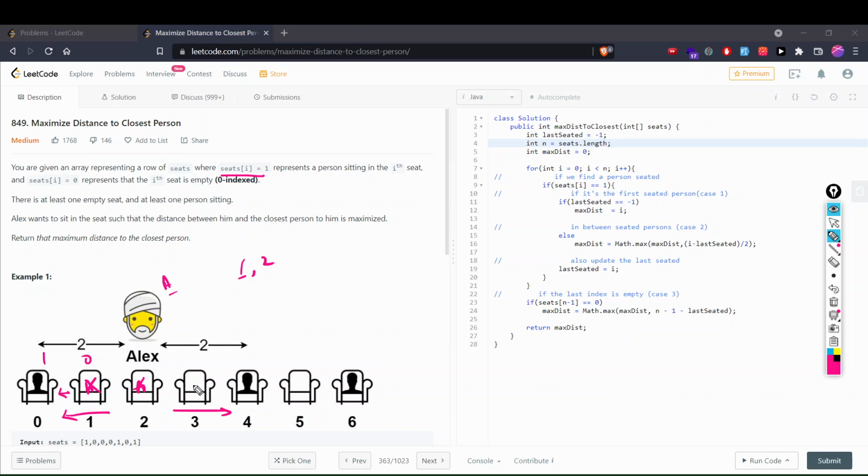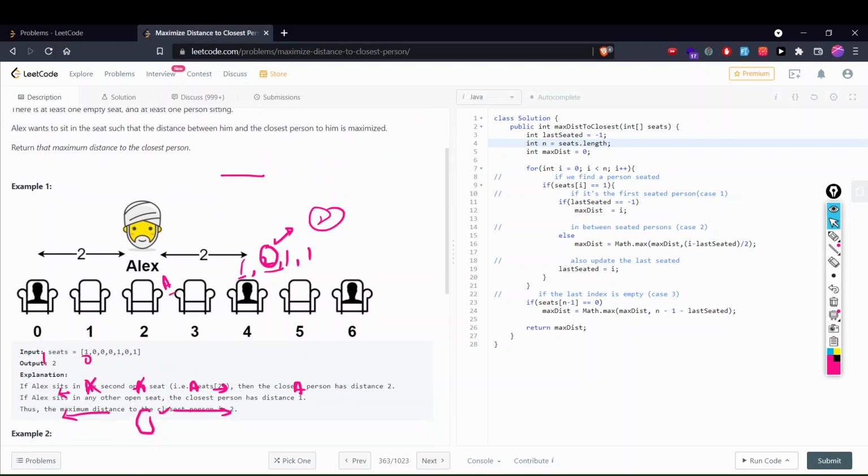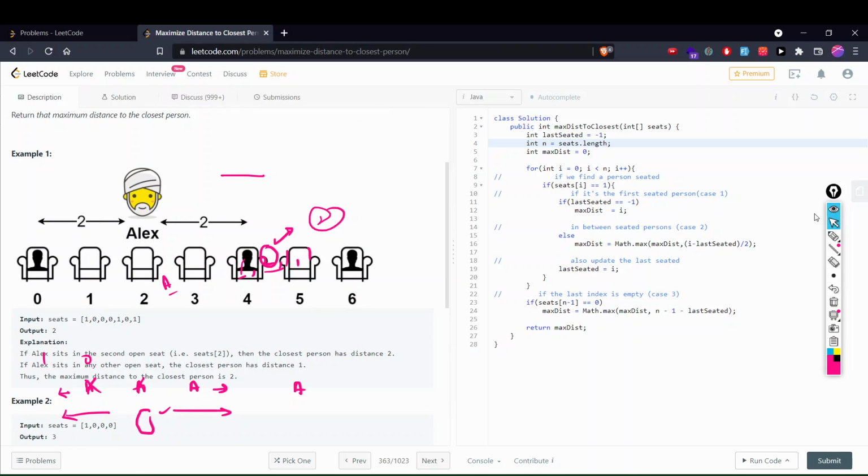Again, another case, if Alex sits on this index, the minimum distance is 1 in this case. Again, if Alex sits on this position, the distance from the closest person would be 1, right? So in all of these cases, this is the maximum distance that he enjoys while sitting on this second seat, right? So for that case, we will return this maximum distance. So the answer for that case would be 2. You can see this output of this example that we have to return this maximum distance possible between Alex and the closest person. So I hope I've made this example clear to you guys.